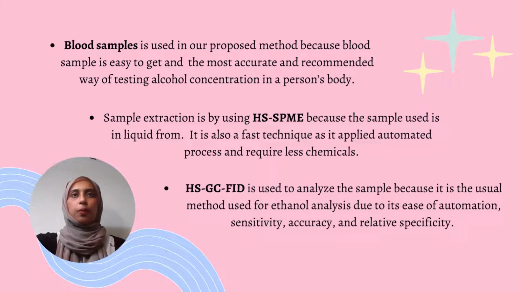A blood sample is used in our proposed method because it is easy to get and it is the most accurate and recommended way of testing the concentration of alcohol in a person's body rather than using urine or breath. Sample extraction is by using SPME because the sample is in liquid form, which is the blood. It is also a fast technique as it applies an automated process and requires fewer chemicals. GC is used to analyze the sample because it is the usual method for ethanol analysis and due to its ease of automation, sensitivity, and accuracy.